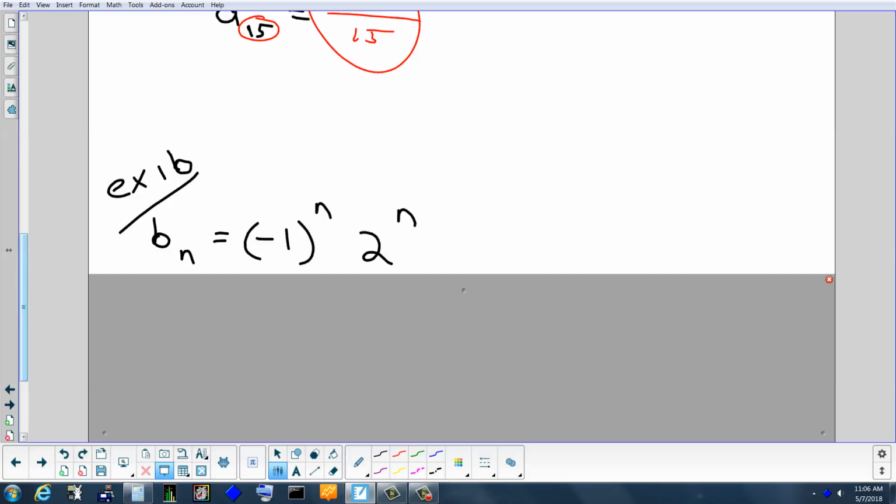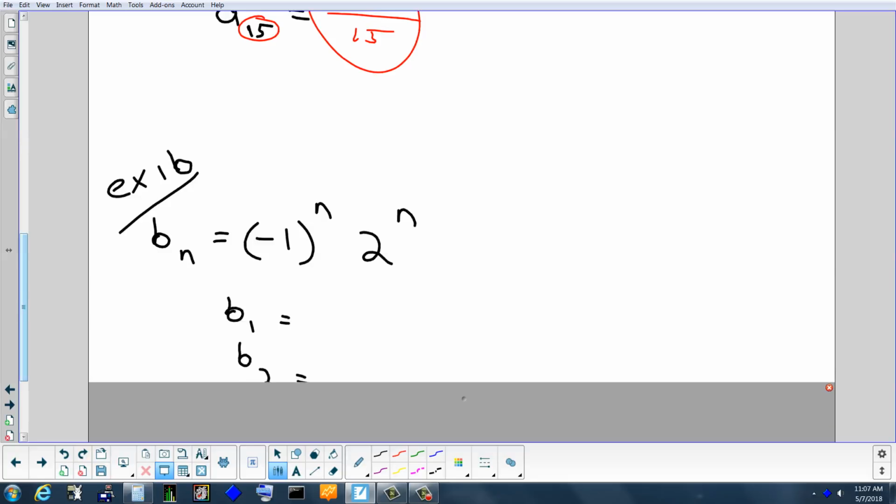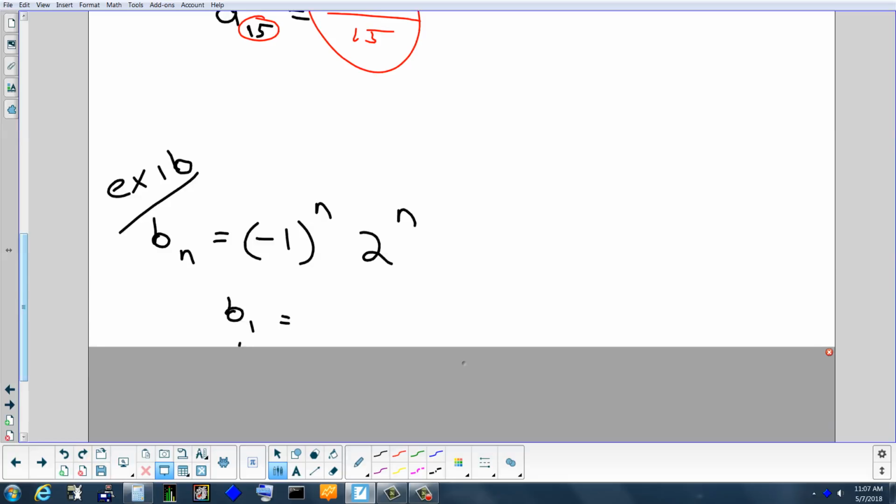So what's going to happen here is we're going to get an alternating positive-negative sequence. Okay? If one term's negative, the next one's positive, the next one's negative, the next one's positive. But 2 to the n is also going to cause it to get bigger. It's not just going to be -1, +1, -1, +1. So let's see what happens. All right, Brandon, what's -1 to the first power? And then 2 to the first? 2. So the first term in this sequence is -2.